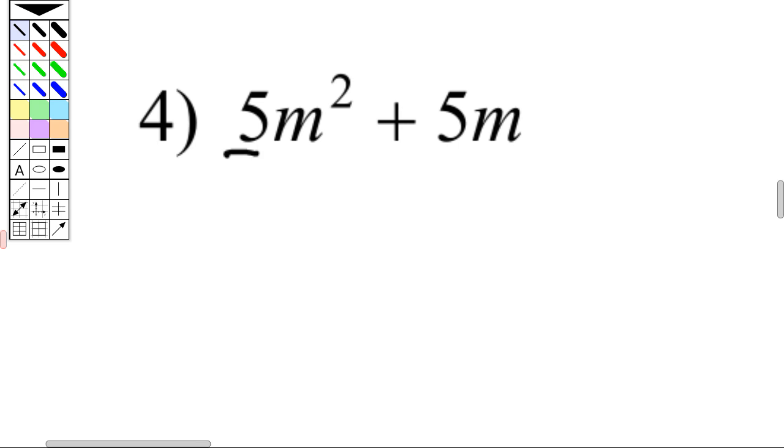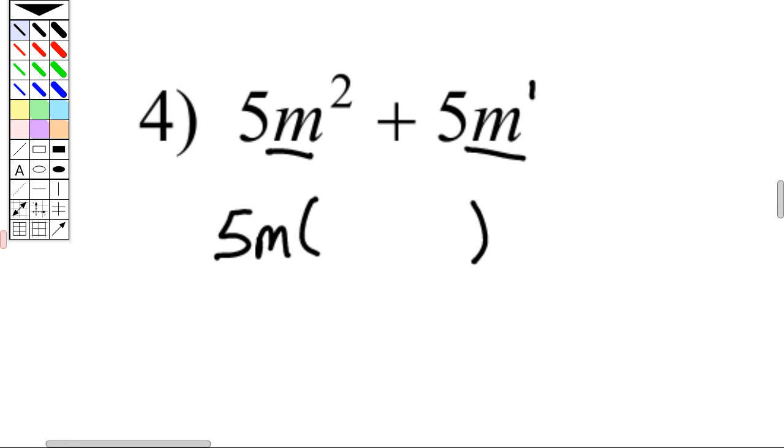Okay, a 5 and a 5. What's the biggest number, the greatest thing I could take out of a 5 and a 5? Well, they both have a 5 in common. Then I go to my variable terms. He's got m squared, he's got 1m, m to the 1. Remember, we always take the smallest of the exponents. So the GCF of those two terms is 5m, or 5m to the first power.